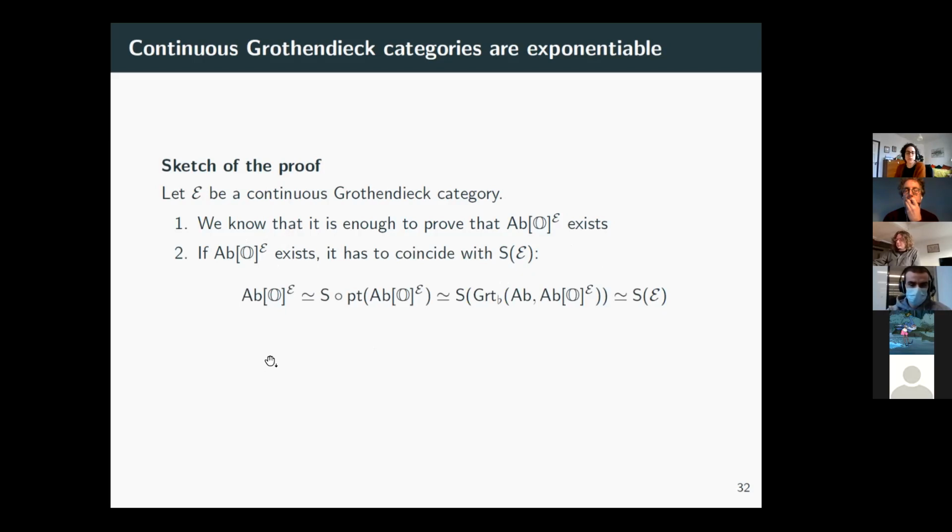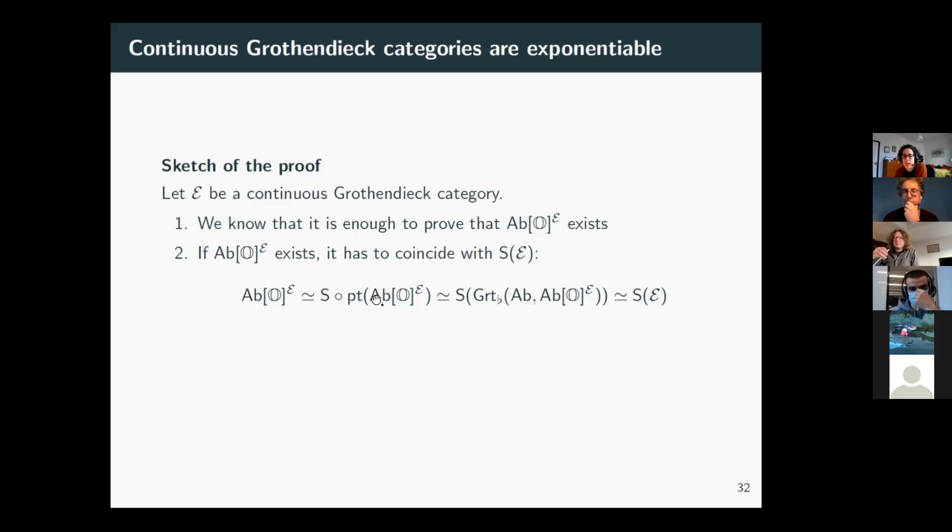Why? Well, imagine it exists. Then if it exists, because of the previous part of the theorem, we know it is injective. We just proved it is injective. So we can apply points to it and then back S. This is because points and S were inverse to each other. This is just an equivalence.